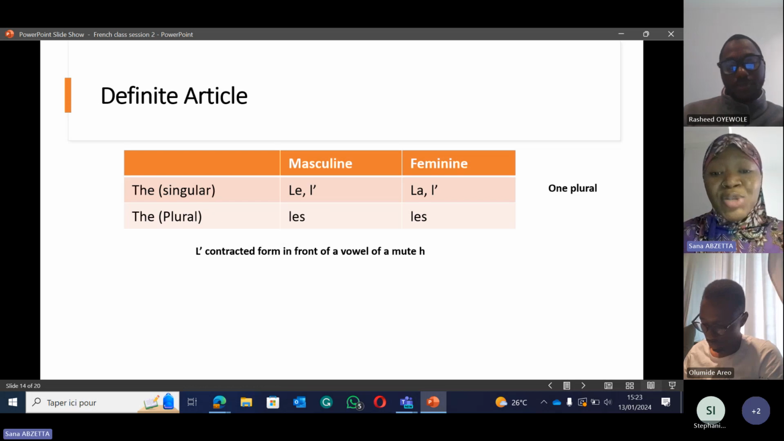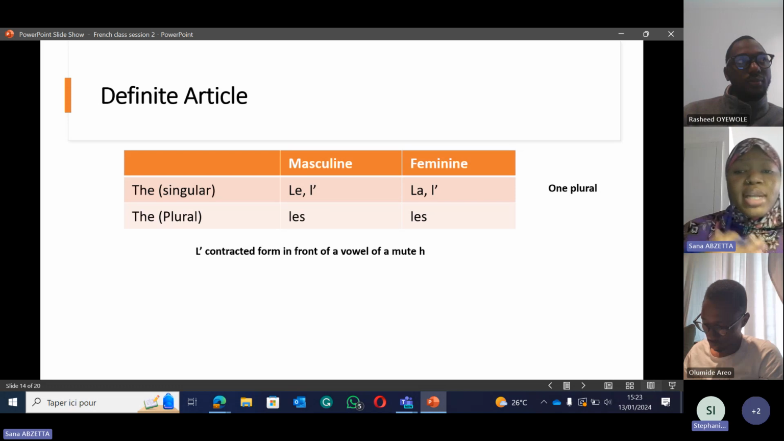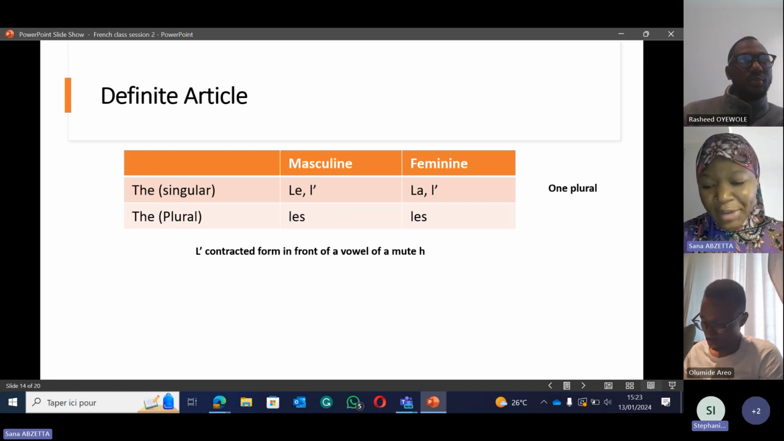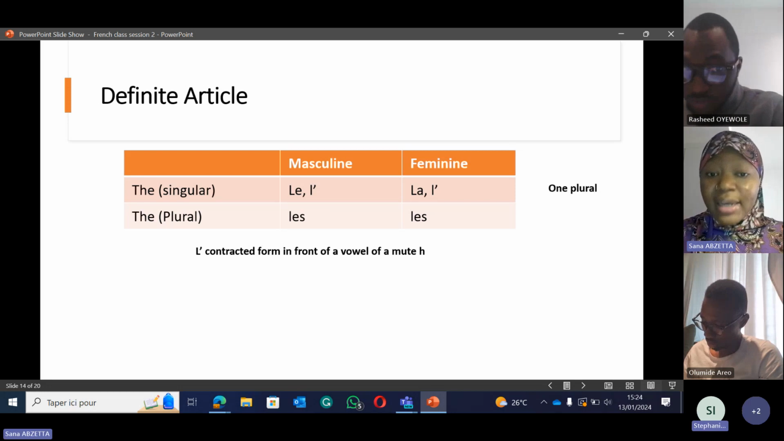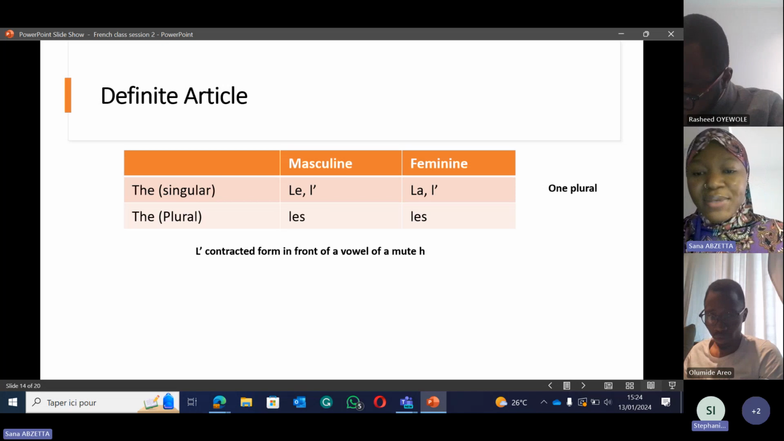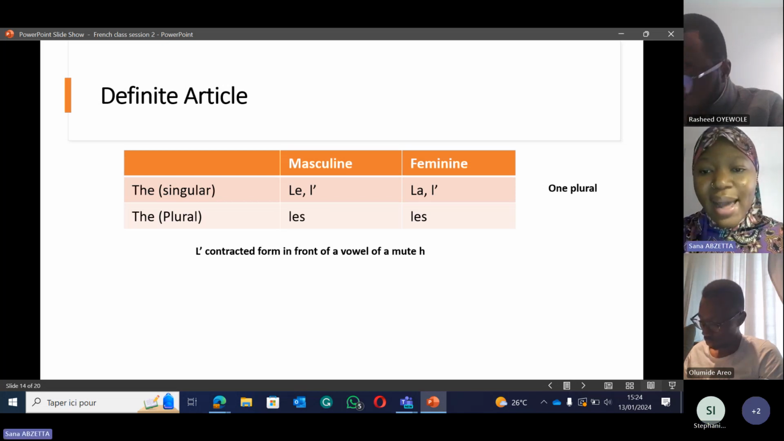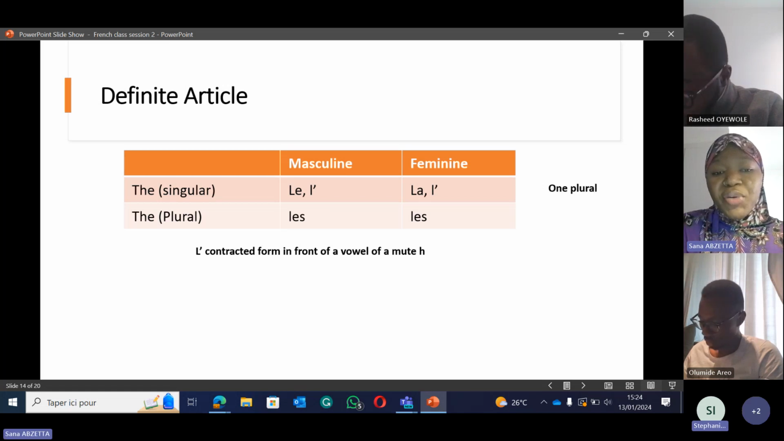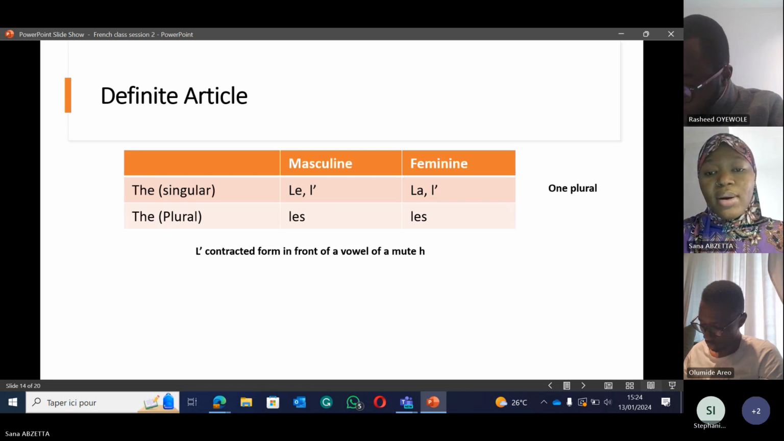Good. So as with the previous indefinite article, the plural is the same. Either it's masculine or feminine, it's just les. But if it's singular and masculine, it's le. And if it's singular and feminine, it's la. And we use the contracted form, just L with an apostrophe, if the word is in front of a vowel or a mute H.